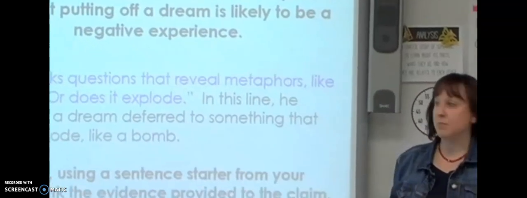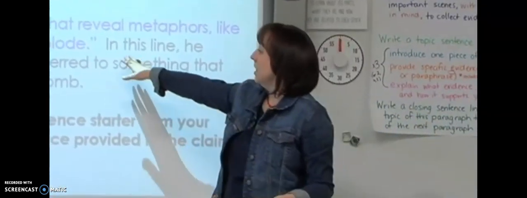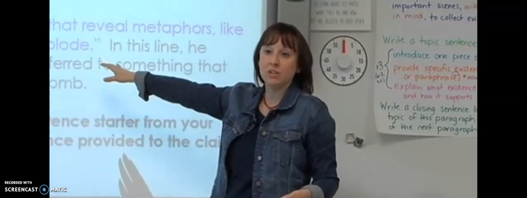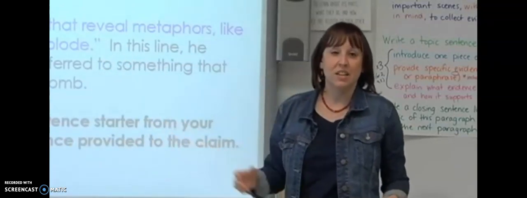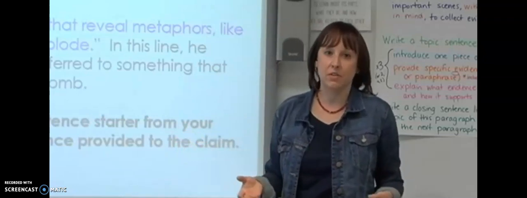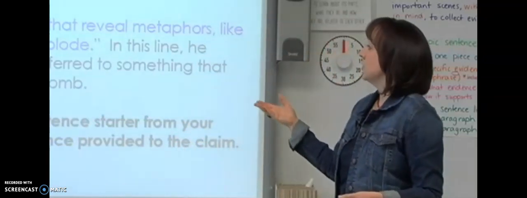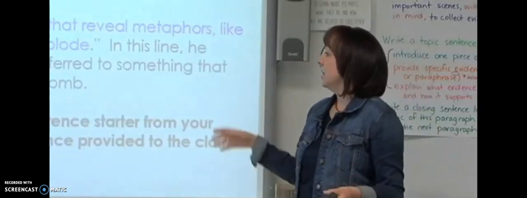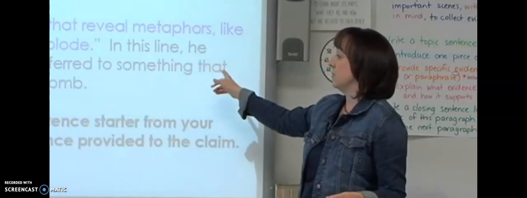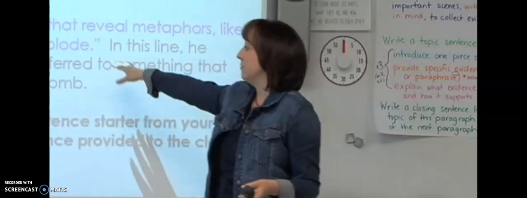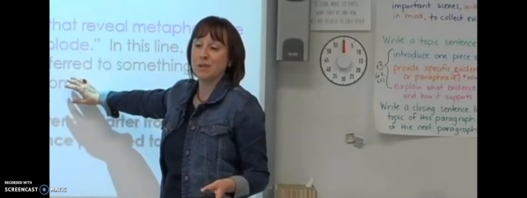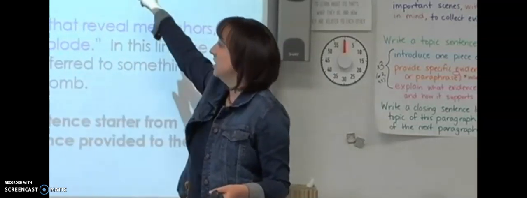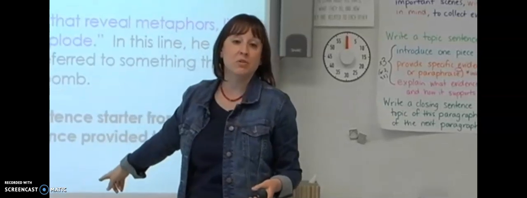So I found some evidence in that ending line, "or does it explode?", that to me sounded really negative. So I chose that evidence. Hughes asks questions that reveal metaphors like this one, "or does it explode?" In this line, he compares a dream deferred to something that might explode like a bomb. I have my evidence. I explained my evidence. And now that third step is that we have to tie it back to the claim. So that's what I want you to try out.